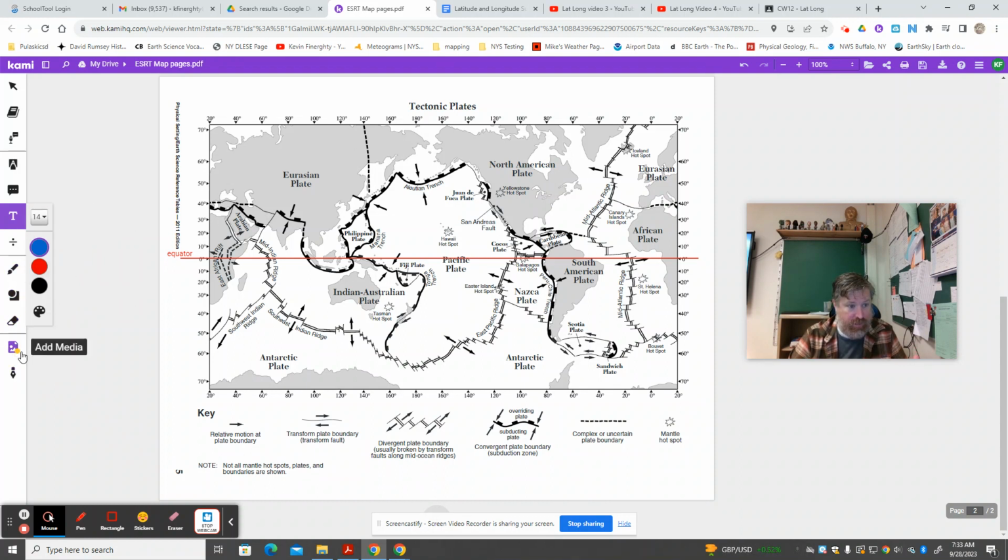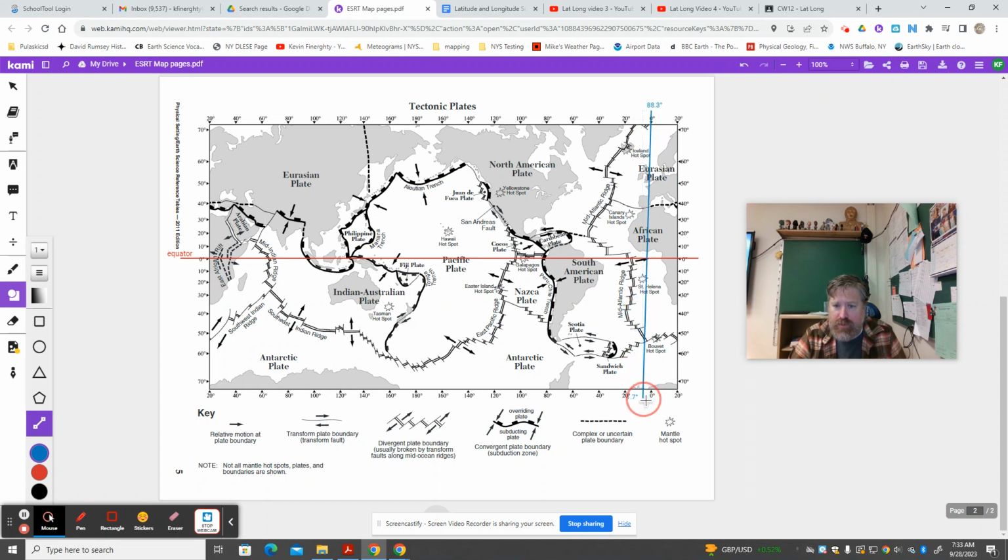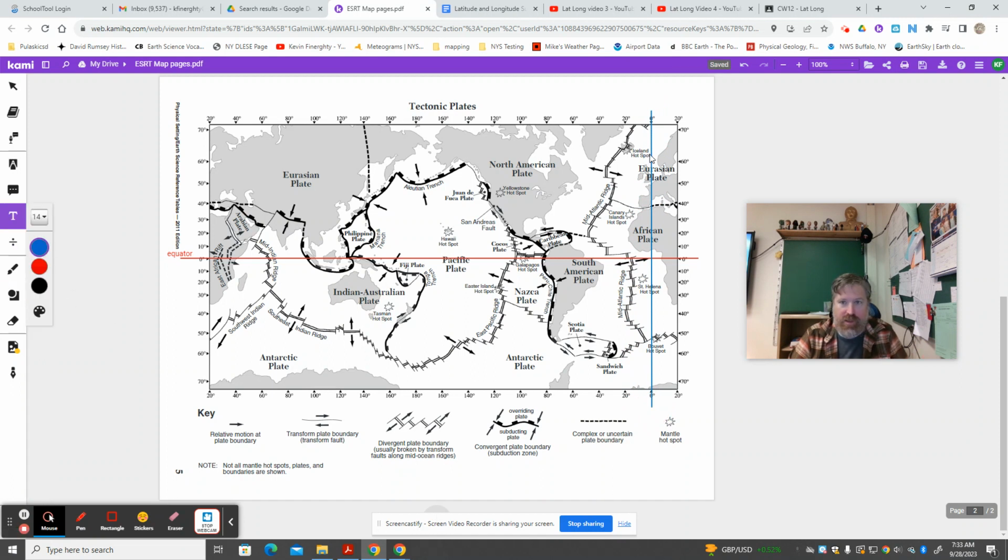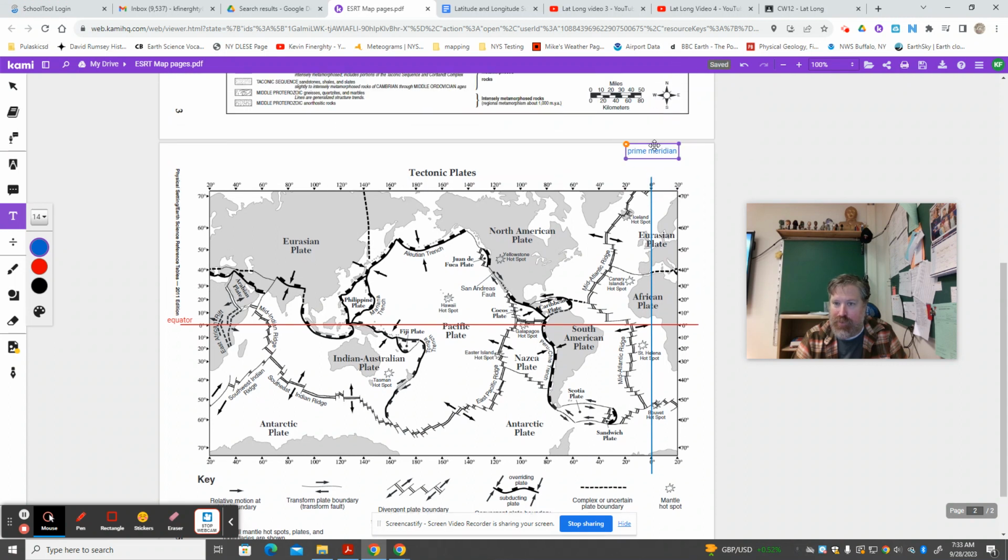Get another line. I'm going to do mine in blue. We're going to go from 0 to 0 over here. Now that is called the prime meridian. You can't see it here. There we go, prime meridian. And we're going to do more with all this.